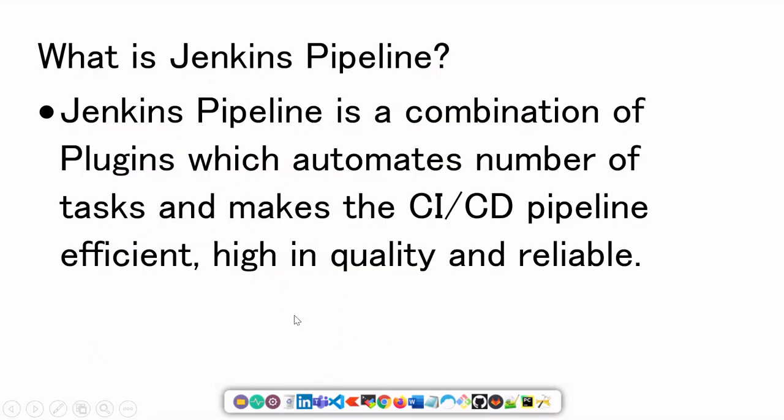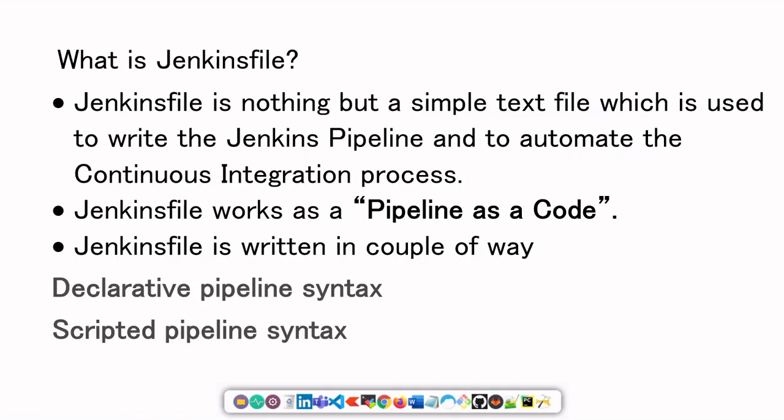So Jenkins pipeline is a combination of plugins which automates the number of tasks and makes the CI/CD pipeline efficient and high in quality. So to automate the pipeline, we'll have to write a Jenkins file. Jenkins file is nothing but a simple text file which is used to create the Jenkins pipeline and to automate the continuous integration process. Jenkins file works as pipeline as code, and it can be written in two ways. First is declarative pipeline syntax and the second one is scripted pipeline syntax.